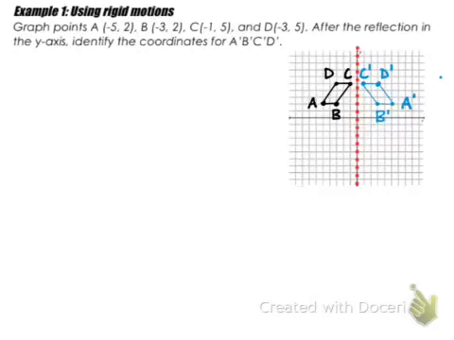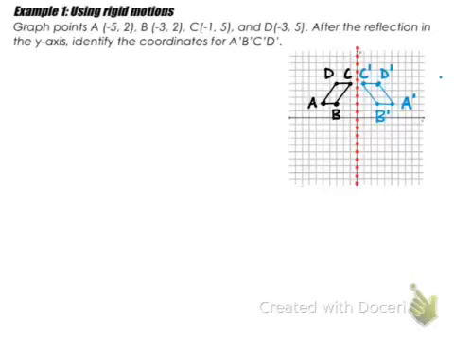Look how the original image of ABCD has been reflected in the y-axis. So we have a mirror image of the original figure. Our image A prime, B prime, C prime, D prime looks exactly the same, but on the other side of the line of reflection and just flipped.